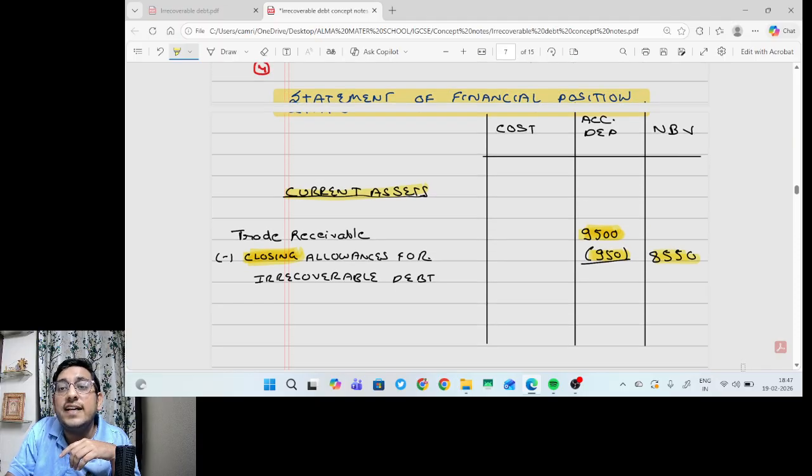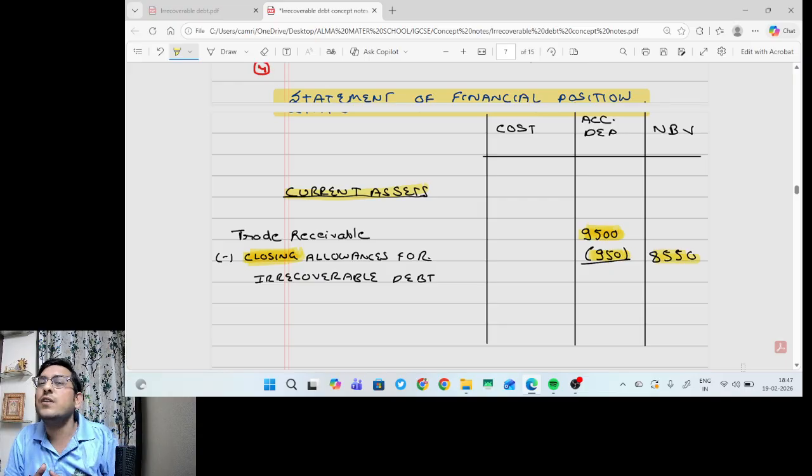Always remember, use the second and third column, because the first column, cost and accumulated depreciation and net book value, is only and only for non-current assets. Am I clear? Do you understand the point or not? So 9,500 minus 950, 8,550 is my net, the closing trade receivable. This is how we are going to show.